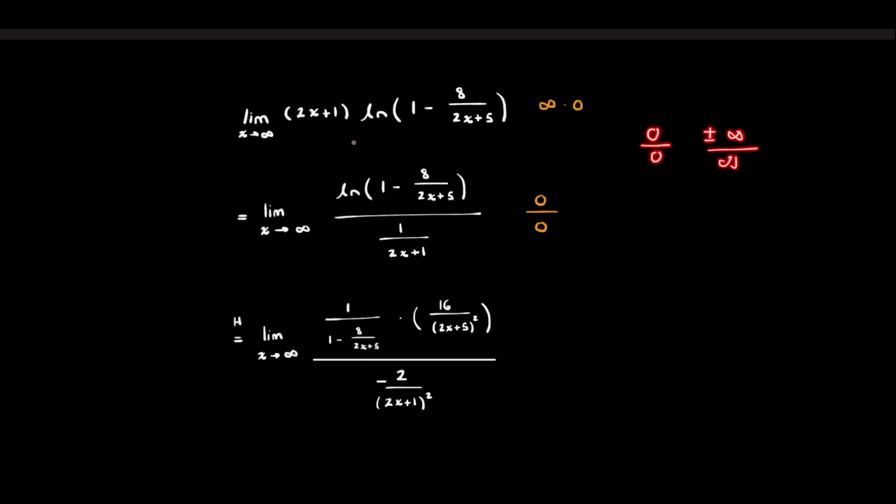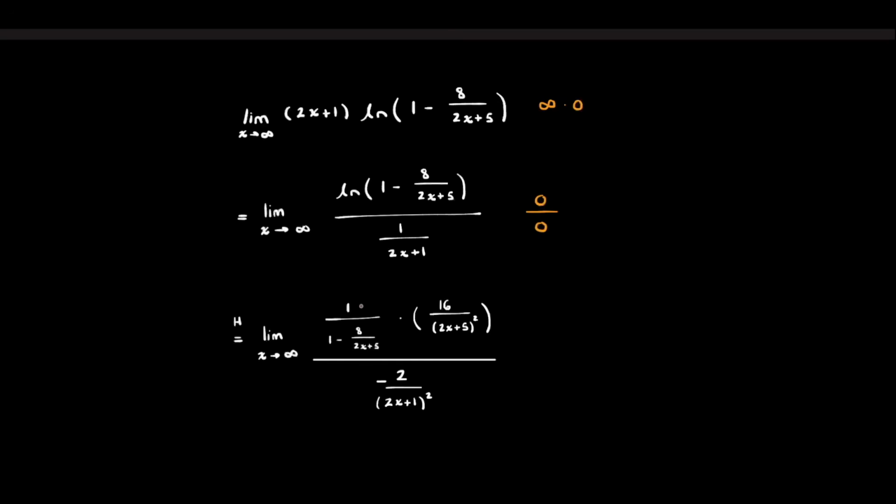And the way you want to do that is actually bring one of these functions down. So if you have a function f times g, you can do f over 1 over g. Or you can also keep g on the top and then do 1 over f. And so this will actually convert it into 0 over 0 or infinity over infinity. And so in this case, I would like to bring the linear term down. And so I'm going to divide by 1 over 2x plus 1, which is equivalent to the original function. And now, as you can see, this is of the form 0 divided by 0, right? 0 divided by 0. So L'Hopital's rule does apply in this case.